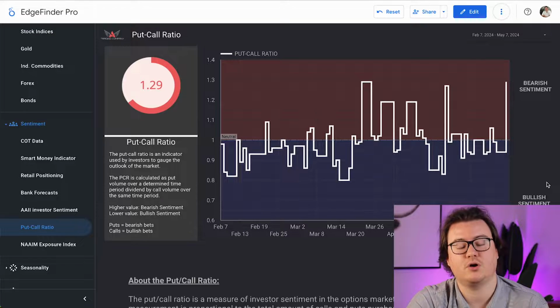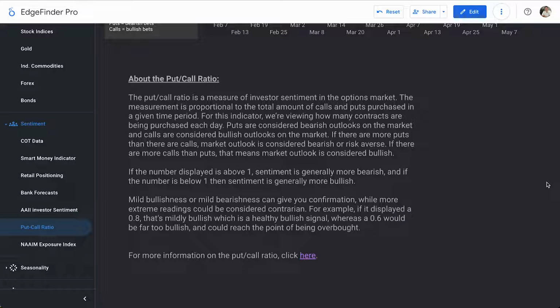If you'd like to learn more about the put-call ratio, we have this little paragraph down here that you can read as well.